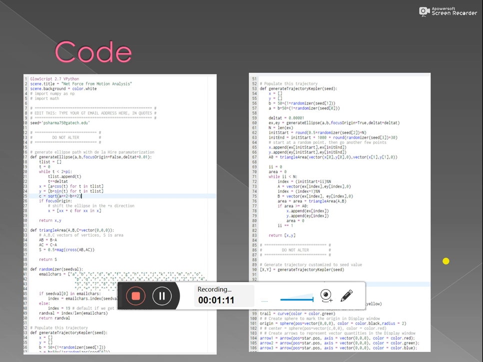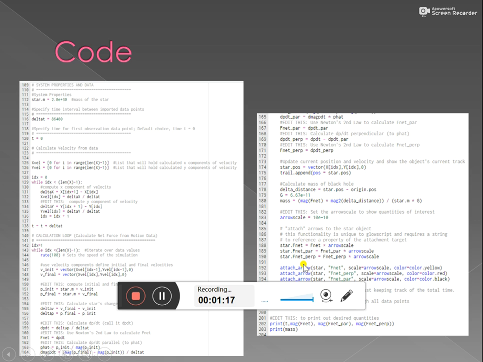So we made a lot of changes to the code. First, we had to change our email address, so I did that. And then we had to change the mass of the star, which was given to us. It was 2 times 10 to the 30th. We also changed delta t. And then starting over here, we started making a lot of changes.